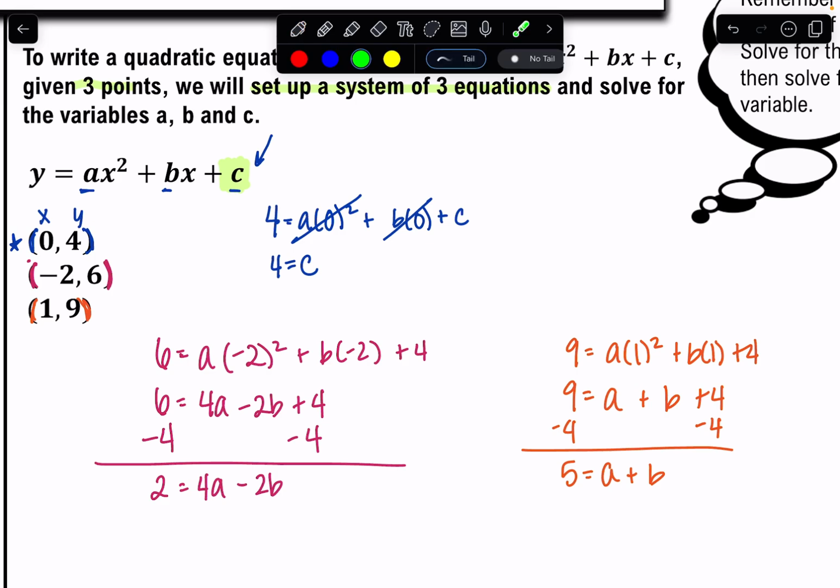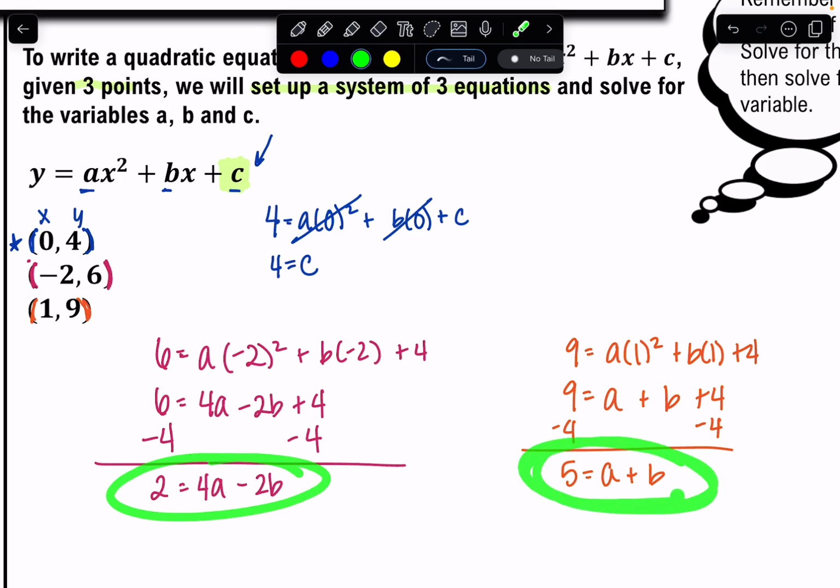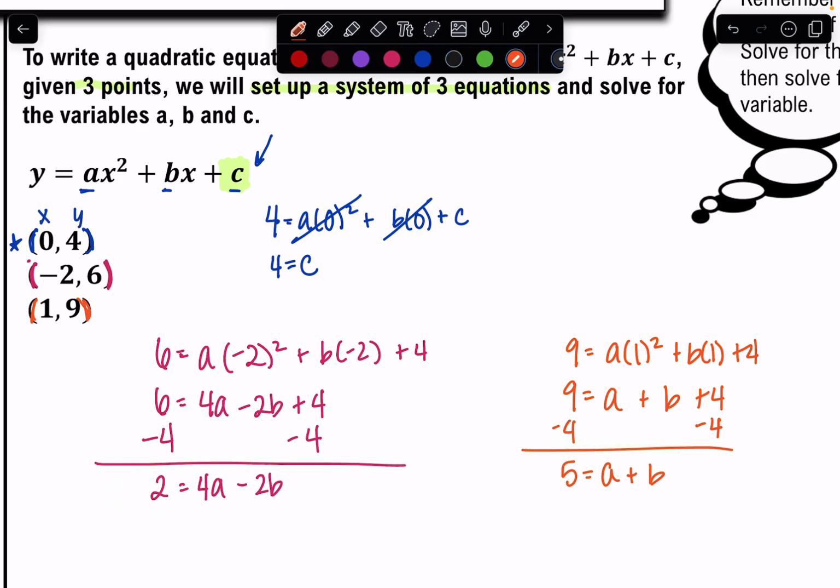And what I have now is I have c found. Again, that's what I'm looking for. I have 2 equations with 2 unknown variables. This is able to be solved. So this is now a system, right?